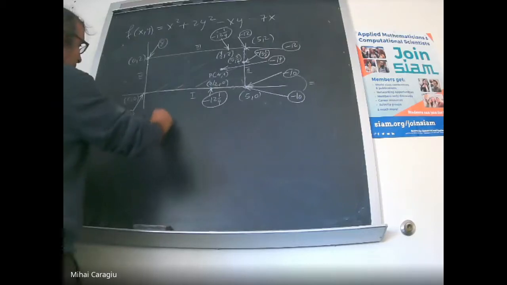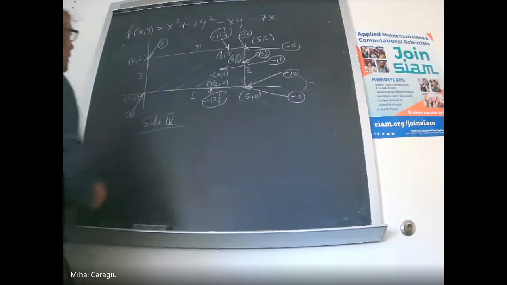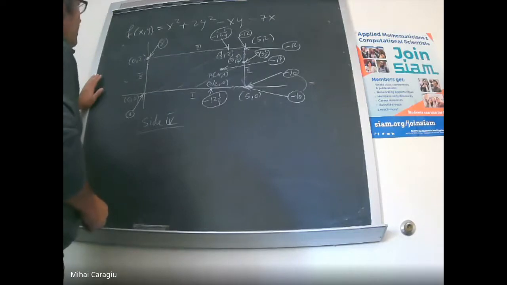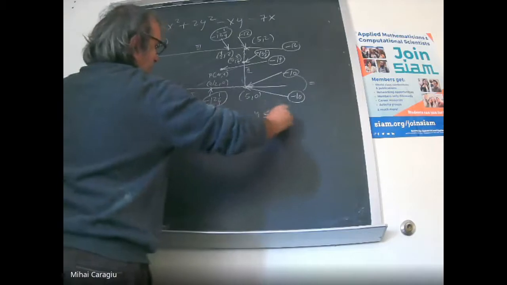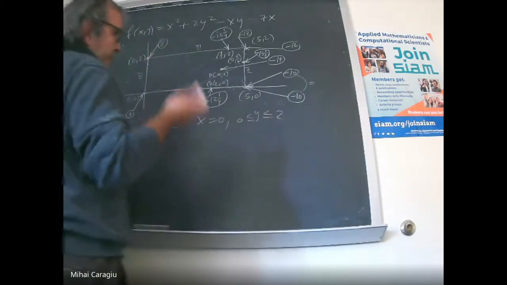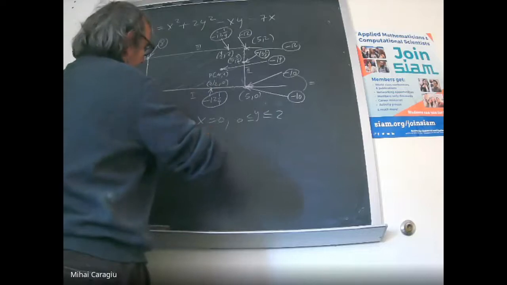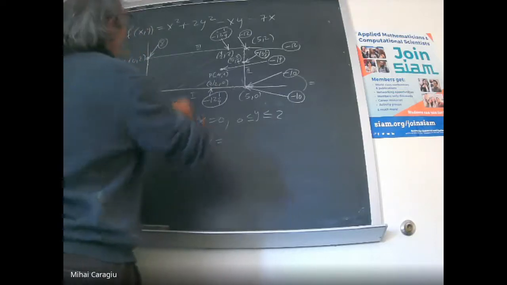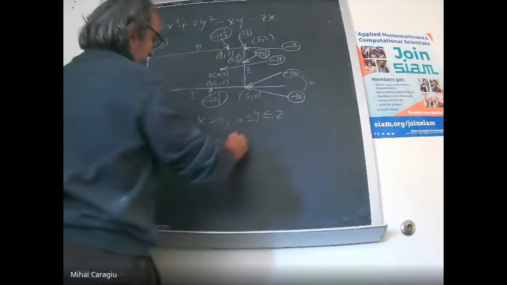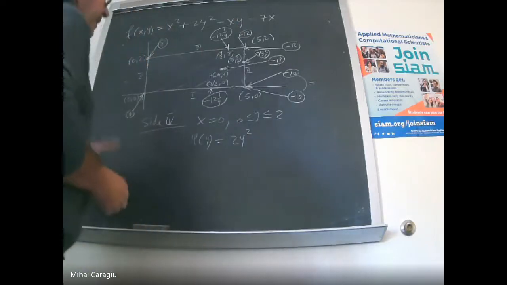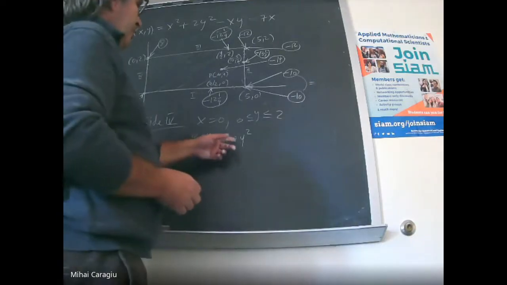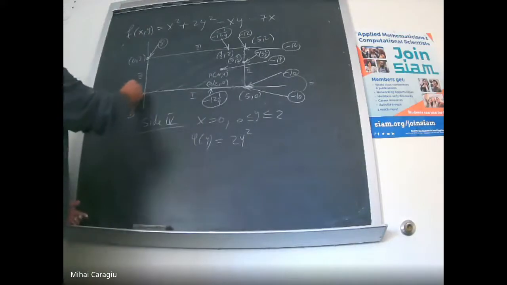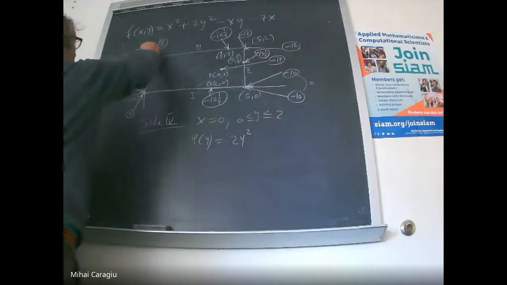So side 4 is the last one. Side 4 means x equals 0 and y is from 0 to 2. Then we get a function of one variable, so phi of y along side 4 equals, setting x equals 0, we only get 2y squared. That's very easy because when y goes from 0 to 2, this increases from 0 to 8. So let's annotate this as 0 and here as 8, so that we have the compatibility.